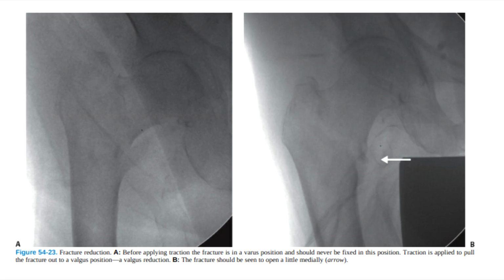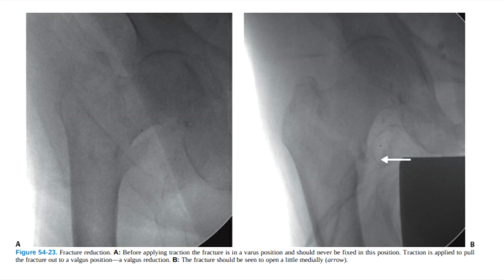On the AP radiograph, a slight valgus position is ideal as it minimizes the risk of cutout and reduces limb shortening. Figure 54-23A demonstrates a varus malreduction, which must never be accepted as it predisposes to fixation failure. Figure 54-23B shows a proper valgus reduction, with a small medial opening that is acceptable and even protective against collapse.